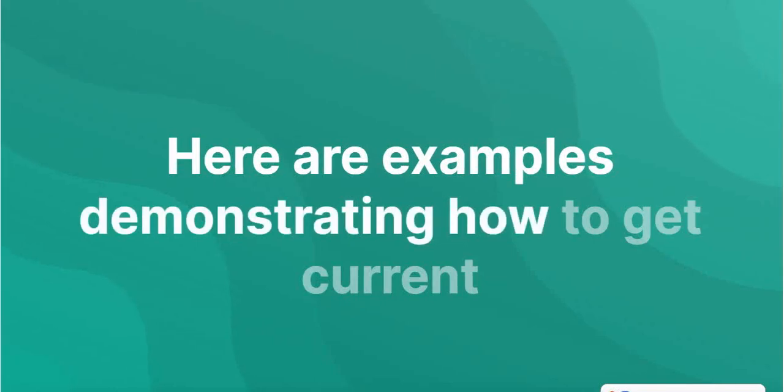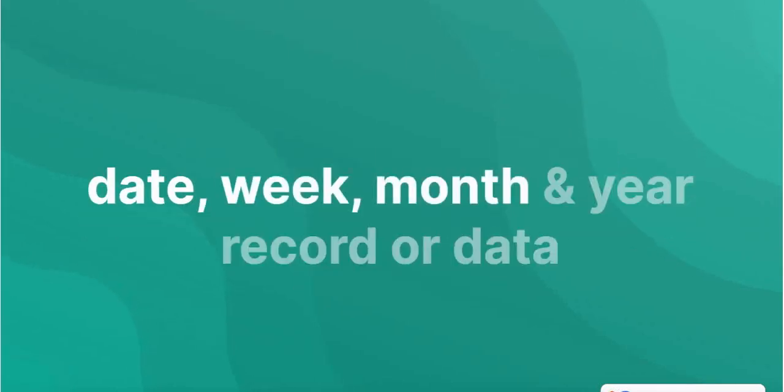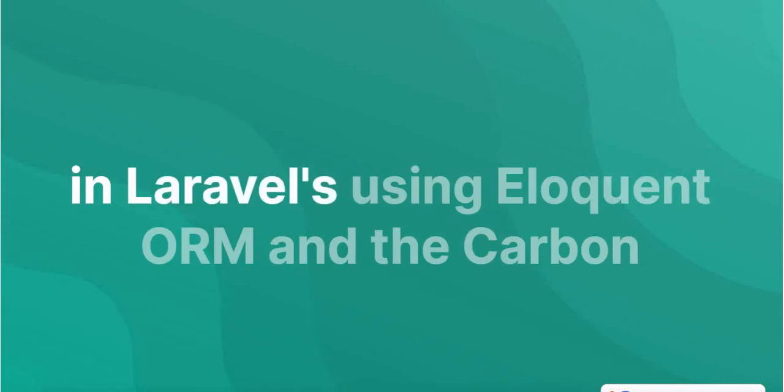Examples demonstrating how to get current date, week, month, and year record or data in Laravel using Eloquent ORM and the Carbon library.